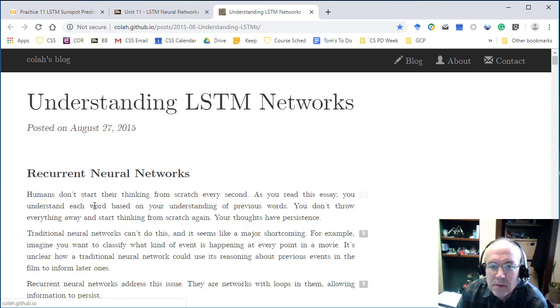Colah, in his blog here, talks about if you're watching a movie, humans just naturally take earlier events into consideration when looking at future events, and it's not clear how a traditional neural network could do this sort of reasoning here.